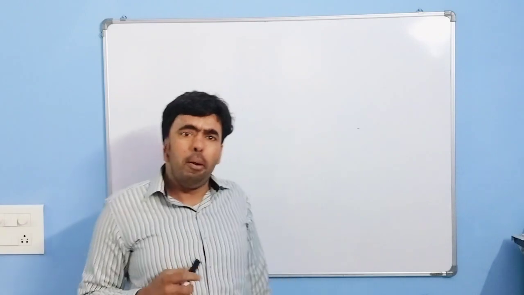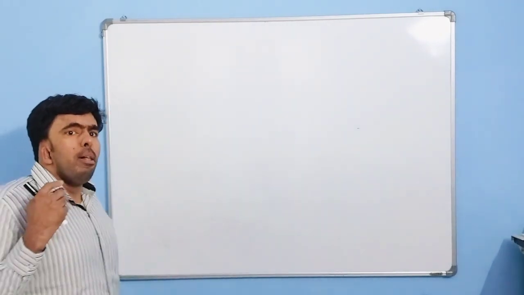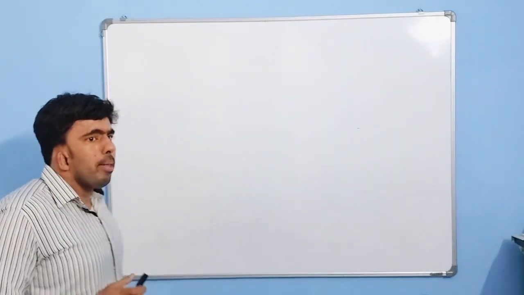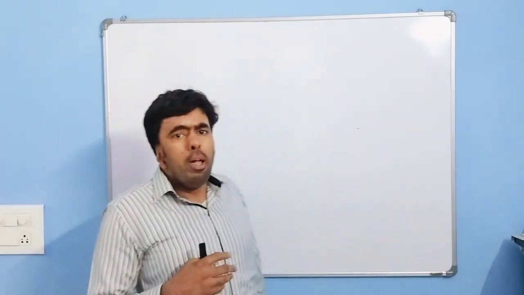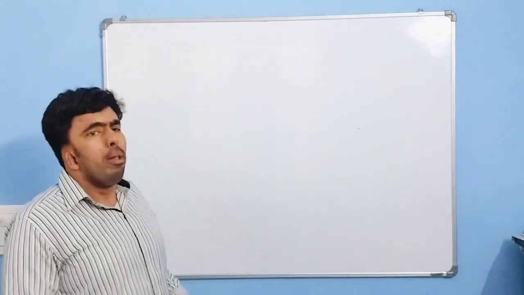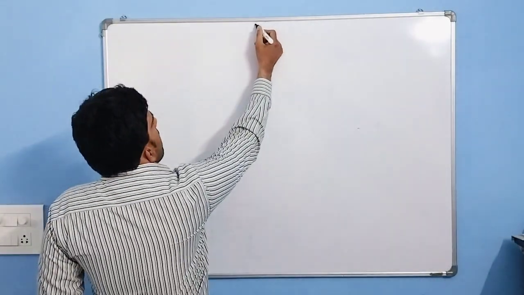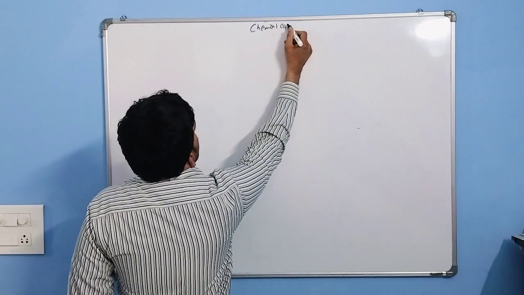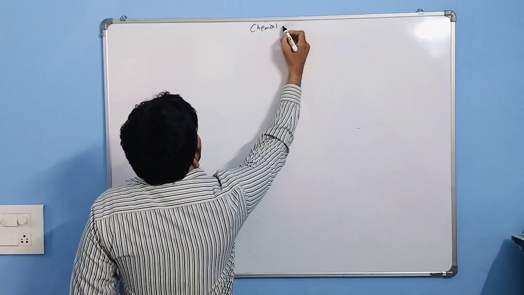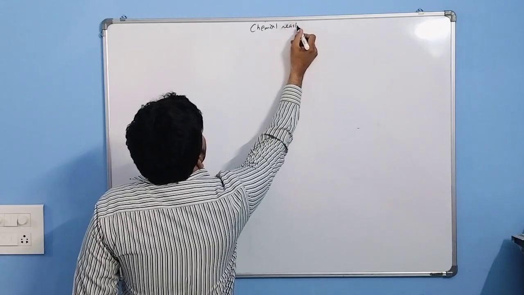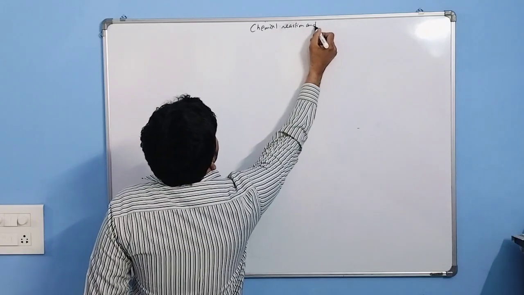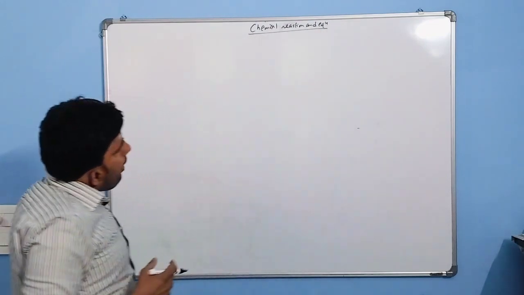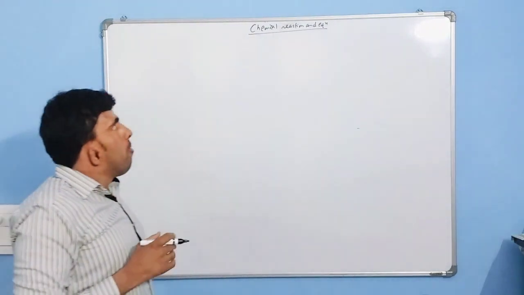So, from today onwards, I'm beginning with the first chapter of science, that is chemical reaction and equation, and we'll see how we will be able to learn this chapter. Okay, so let's begin. The chapter name is chemical reaction and equation. We will broadly classify and learn what is given.